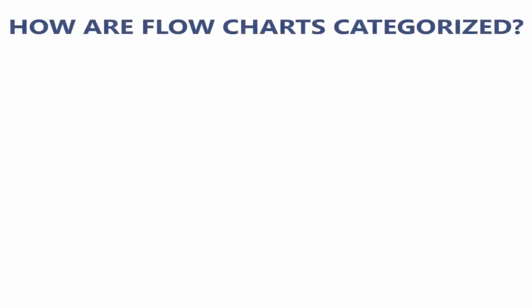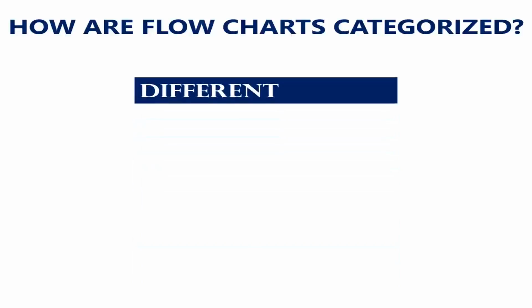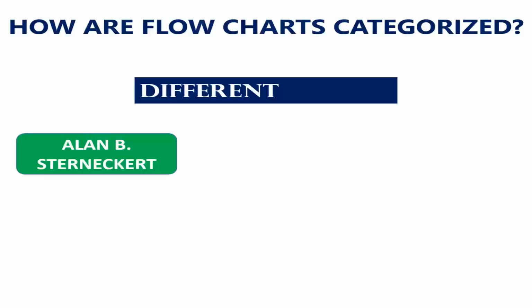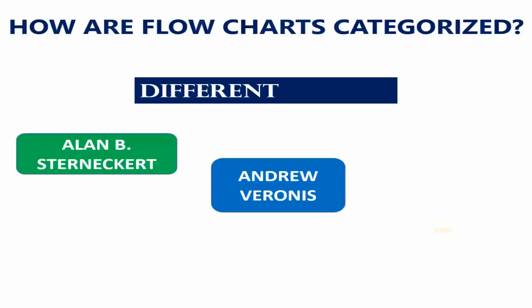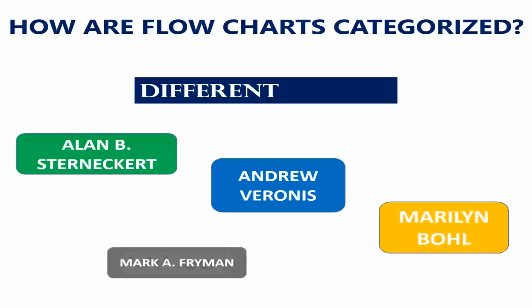Now, how are flowcharts categorized? Let's explore a bit. Different authors describe various types of flowcharts in different terms. These people include published experts such as Alan B. Sterneckert, Andrew Veronis, Marilyn Bohl, and Mark A. Fryman.